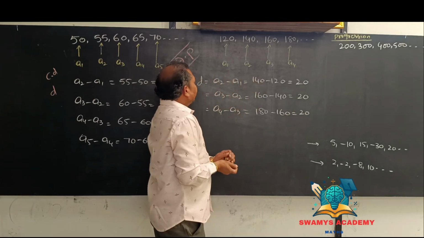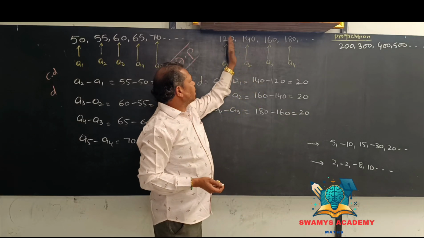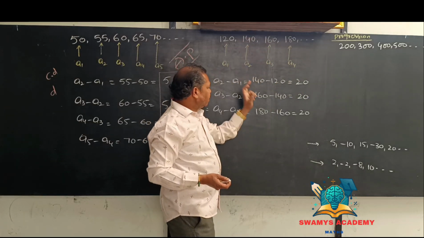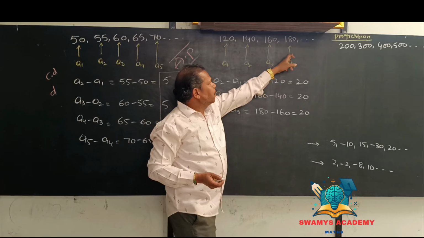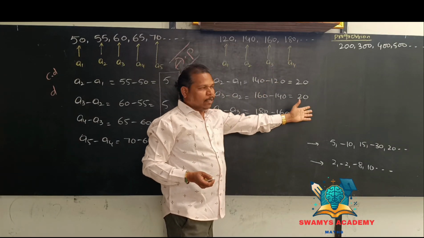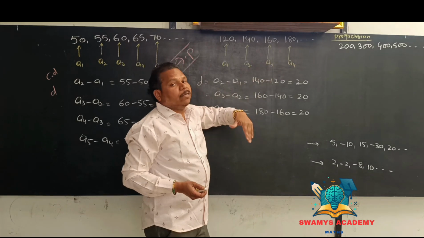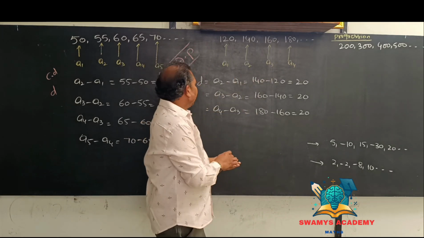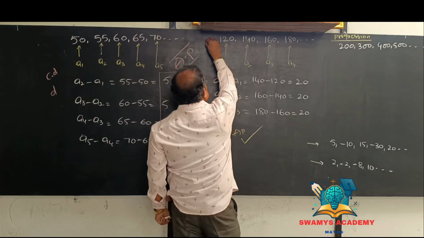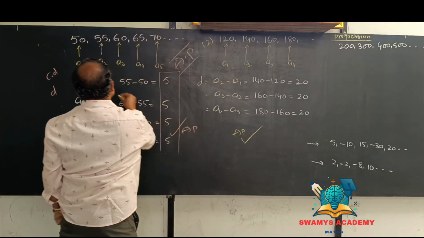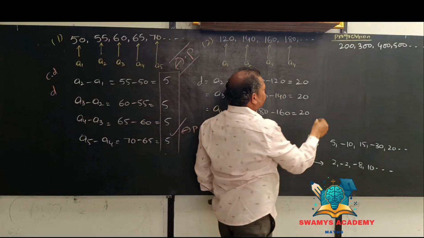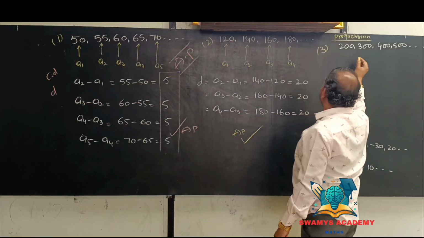Once again, A2 minus A1, 140 minus 120, the answer is 20. A3 minus A2, 160 minus 140, the answer is also 20. A4 minus A3, 180 minus 160, the answer is also 20. If you continue, you get the same common difference. So that type of progression is called an arithmetic progression. So the second question is an arithmetic progression, and the first question is also an arithmetic progression. In the same way, the third question is also an arithmetic progression.